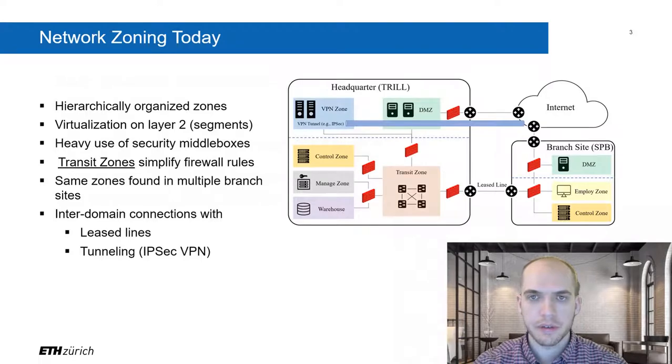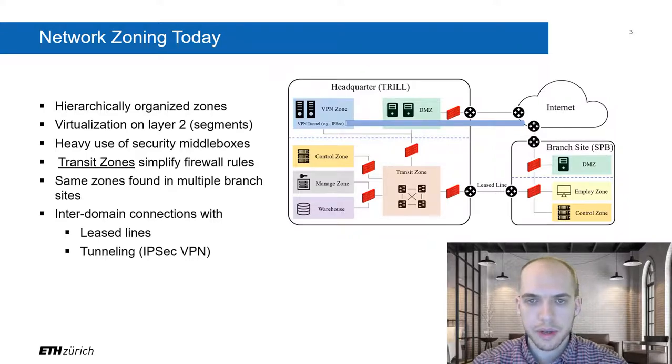Now I'd like to proceed with a small case study, showing how network zoning is commonly implemented today. In this figure, you see an example of an enterprise network consisting of multiple branch sites with multiple zones at each site. These zones are typically implemented via a layer 2 virtualization technology, such as VLAN, where a VLAN ID is mapped to a certain IP subnet. These zones are structured hierarchically, meaning that traffic destined for certain zones needs to pass other zones first. One special zone to mention here is the transit zone that acts like a patch panel, interconnecting the other zones.